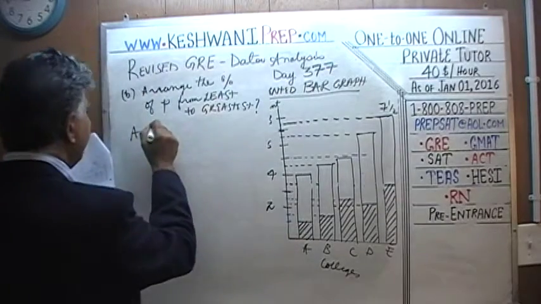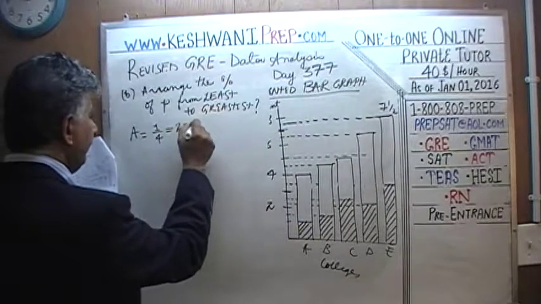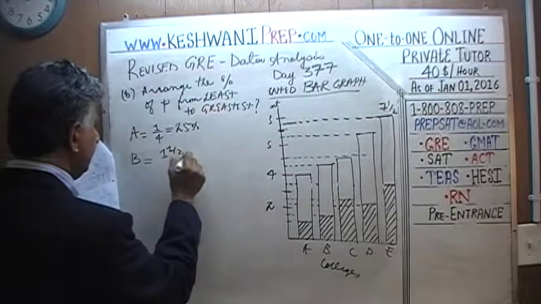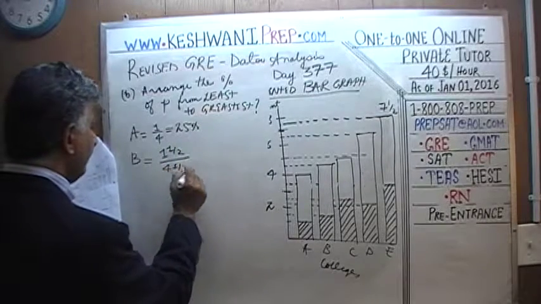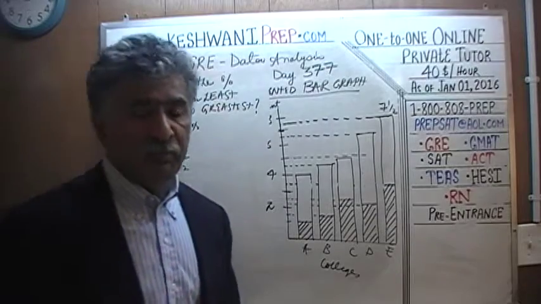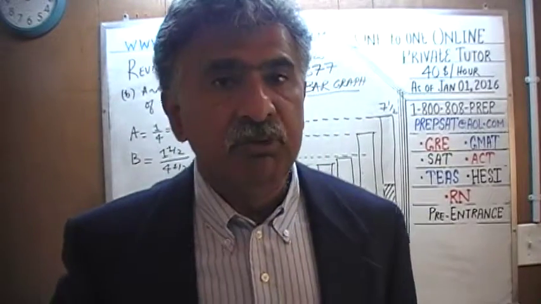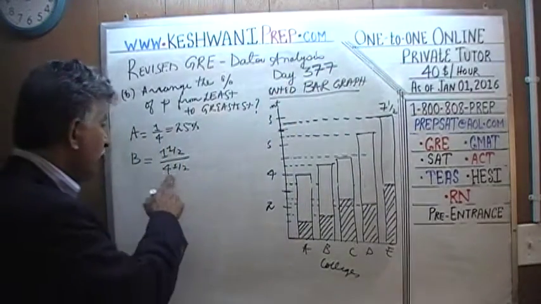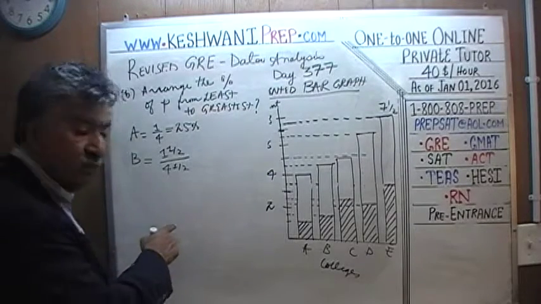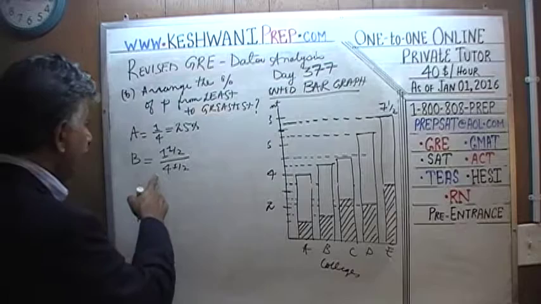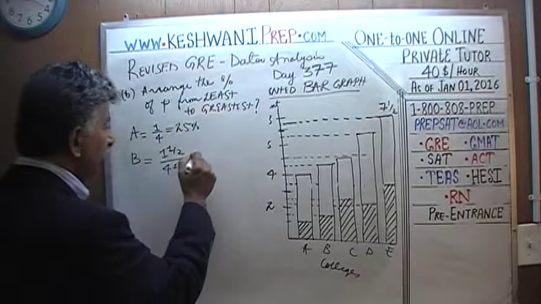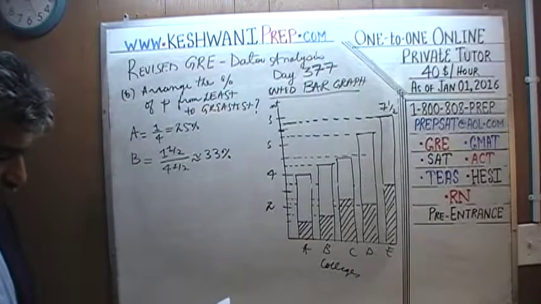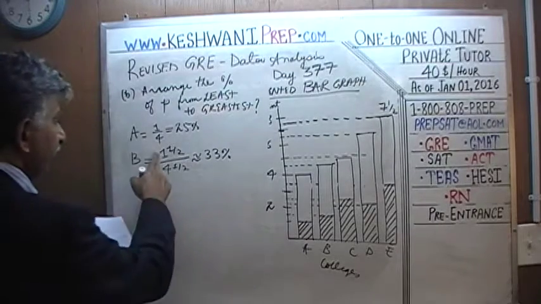A, we are told, is 1 out of 4. That's very easy. That's 25%. B, we have 1 1/2 out of 4 1/2. This time it's going to be 4 1/2 because we're looking for the percentage of part-time students in a given college, which means we have to divide the number of part-time students by the total population of the college. The total population is 4.5, unlike the previous one, where we were looking for the ratio of part-times to full-times. 1.5 divided by 4.5 is exactly 1/3, because it's exactly 3 times the amount, so the answer here is about 33%. Very simple, very straightforward.